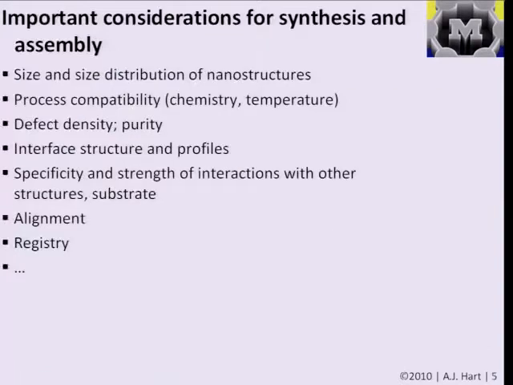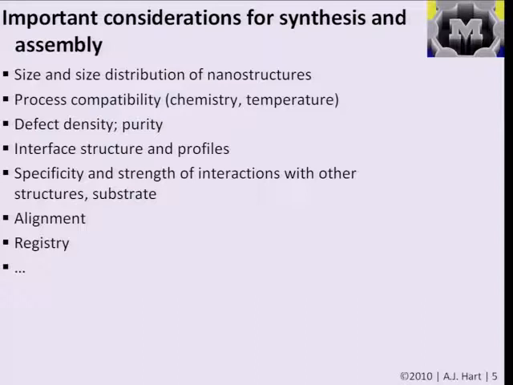And as we go through the portion of the course on synthesis and the portion of the course on assembly, I want to start to keep in our minds a bunch of important considerations. For example, how do we control the process to determine the size of nanostructures and determine their size distribution? What are important issues of process compatibility, of chemistry and of temperature?